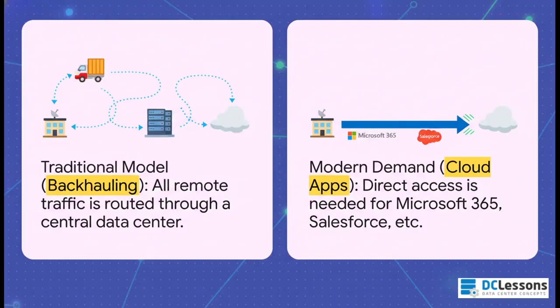So here's the absolute heart of the problem. The old way is called backhauling. It means that if you're in a branch office, all of your internet traffic has to take this huge detour. It gets routed all the way back to the main corporate data center just so it can be checked by the big security stack there. But here's the thing. Our most important apps today, like Microsoft 365 or Salesforce, they live on the internet. They need a direct path, not a scenic tour through headquarters.